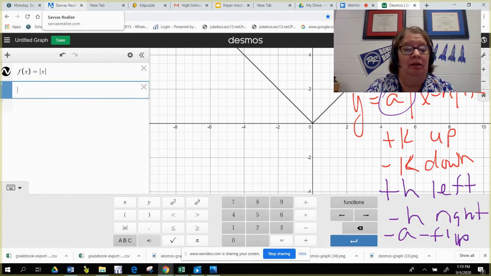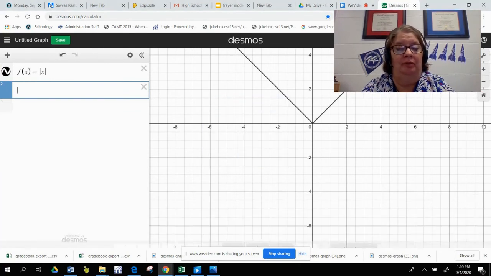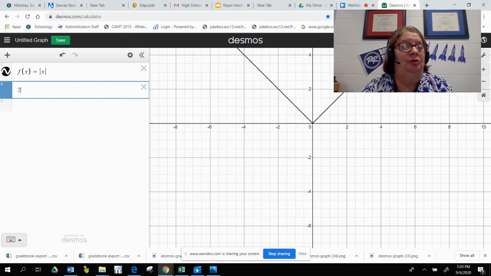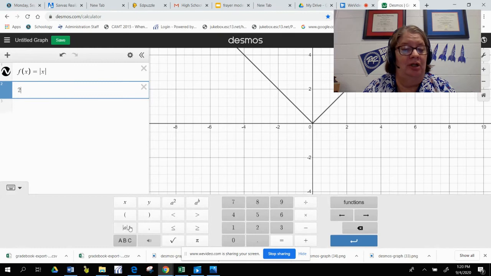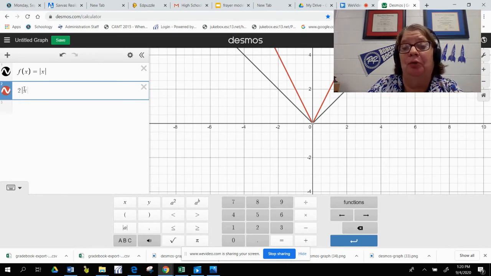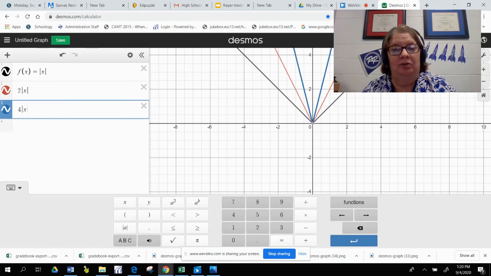What if we had, let's put a 2 out there in front of it. 2 times the absolute value of x. I didn't type the f of x, but it should take care of it anyway. Okay, so when we made the a 2, that's the red graph. What happened to it? Let's try another one. What about if we did 4 times the absolute value of x? That's the light blue.